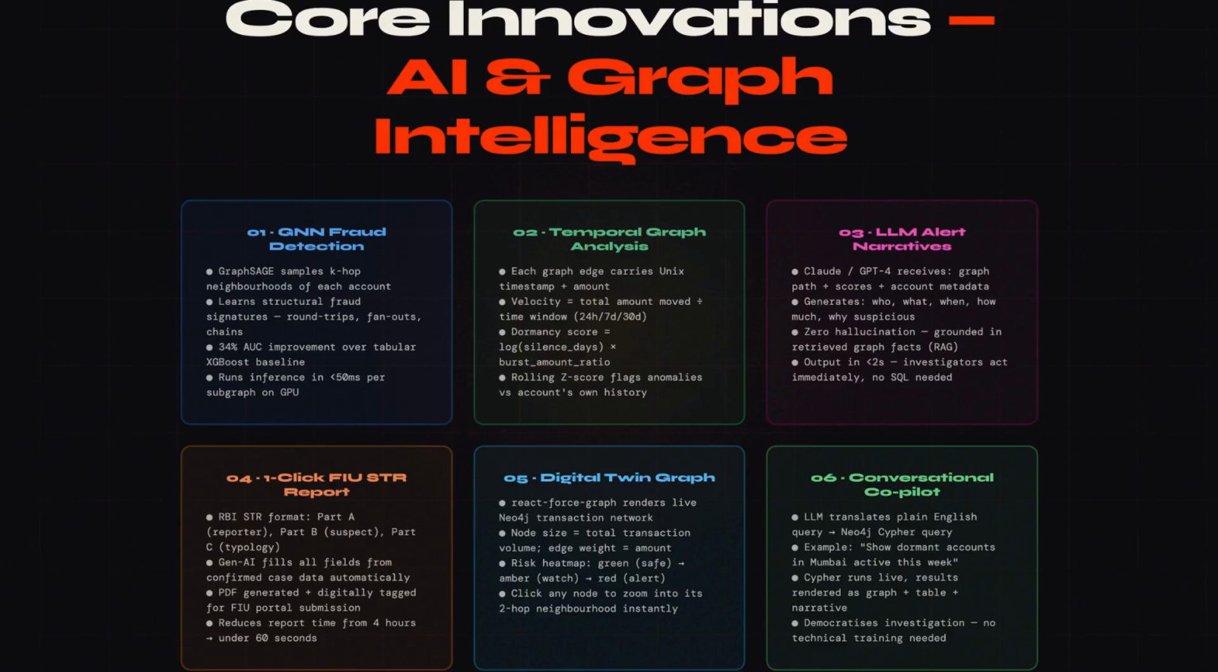Innovation 1 through Innovation 6 form our core intelligence stack: graph neural network detection, temporal velocity analysis, LLM alert narratives with zero hallucination and one-click FIU report generator, a live digital twin of the entire transaction network, and a conversational copilot where investigators ask questions in plain Hindi or English to get live graph answers.